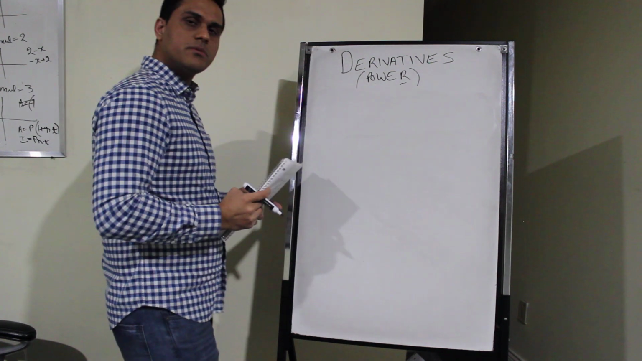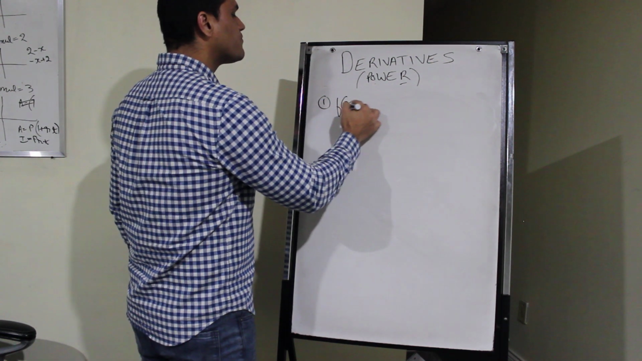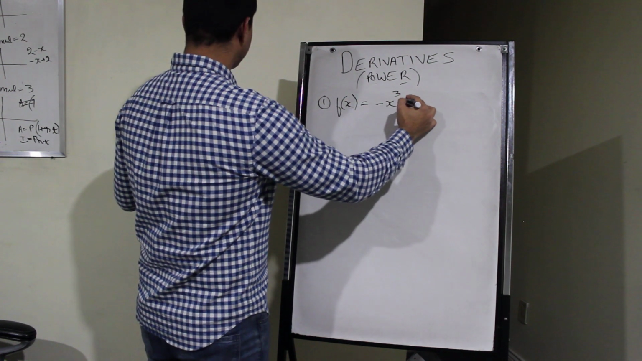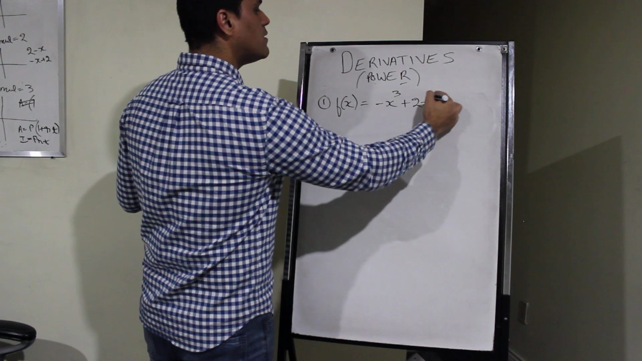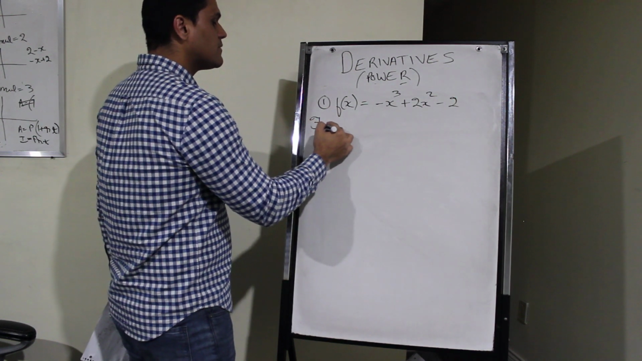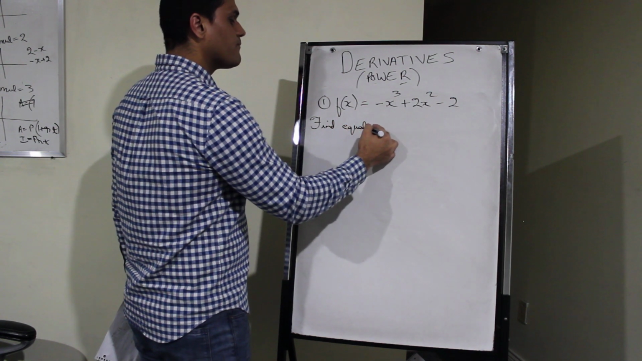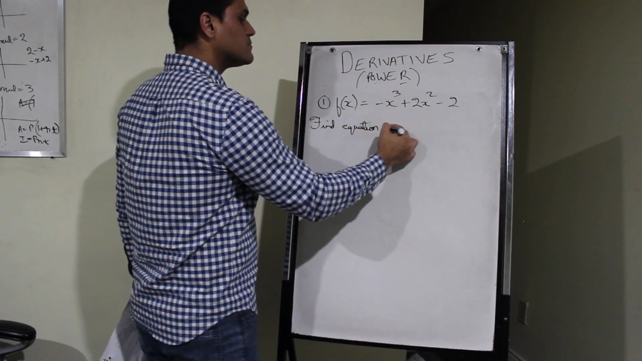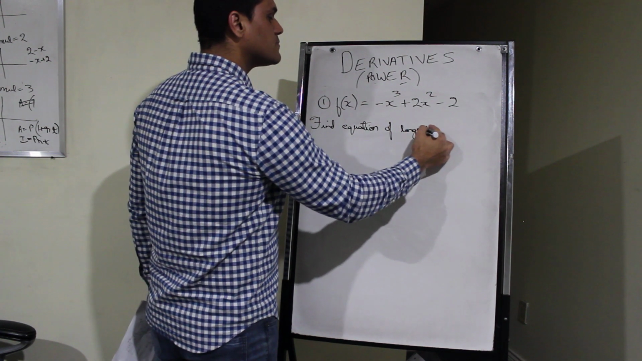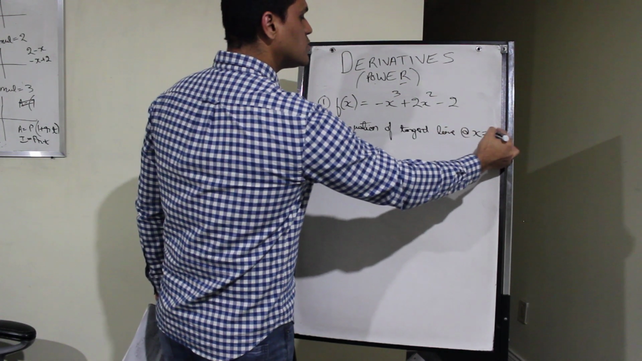Folks, let's talk about tangent lines. So if I tell you f of x is minus x cubed plus 2x squared minus 2, and I say find the equation of the tangent line at x equals 1.